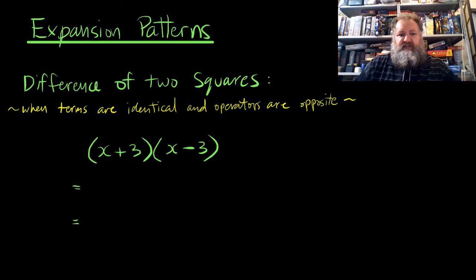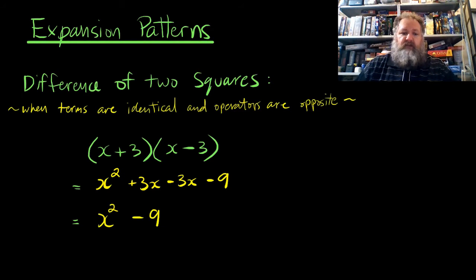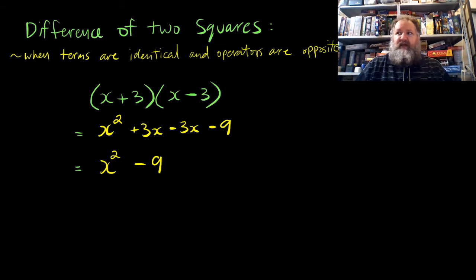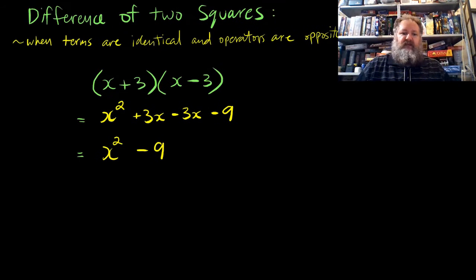Well, let's multiply this out. This will be x squared, this will be plus 3x minus 3x minus 9. Now once I've done my like terms, I end up with x squared minus 9. That's interesting. I lost the whole middle terms. They just sort of cancelled each other out. And that is the pattern. That's what happens with the difference of two squares.